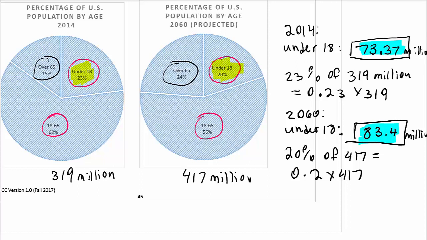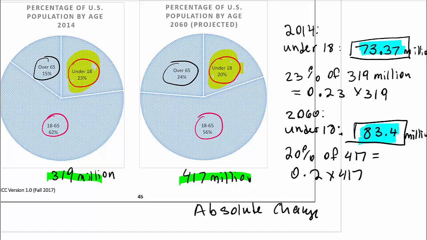Even though the percent went down, the amount actually of kids went up. And the reason for that is why? Because the population is projected to increase. So a smaller percent of a larger number ended up being larger than a larger percent of a smaller number. So here it goes. Now the question is asking us to compute the relative and an absolute change. So go ahead and find the absolute change first and select your answer in the highlighted blue numbers.